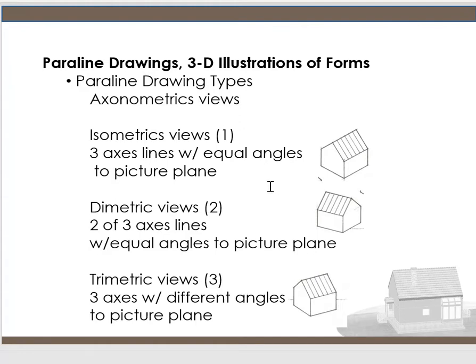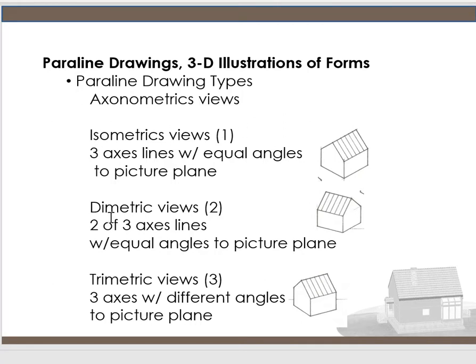The most common Paraline drawing for an axonometric view that we use as interior designers is the isometric view. And what does that mean? That is using one exact angle. They're just equal, an equal angle on each side. That is iso, one angle. It's three axis lines with equal angles. So the X, the Y, and the Z are all equal, just one.